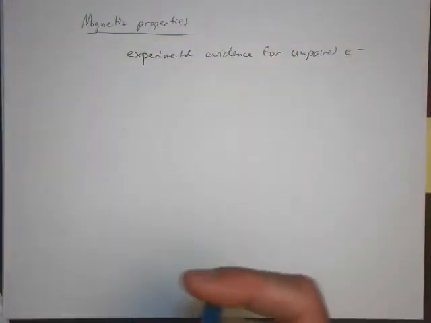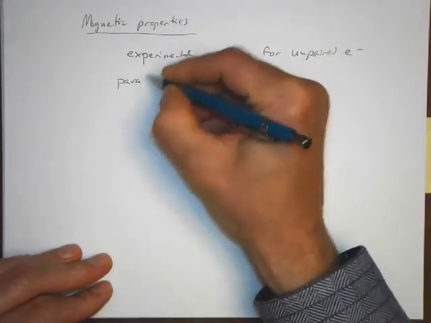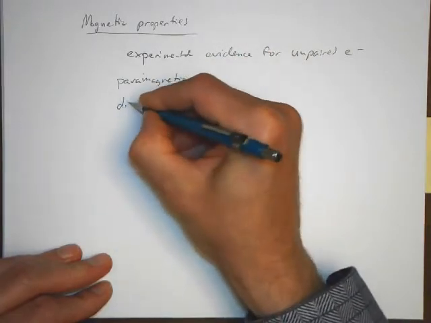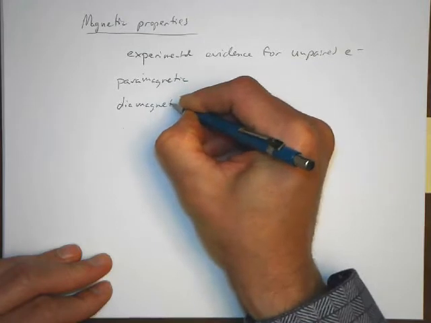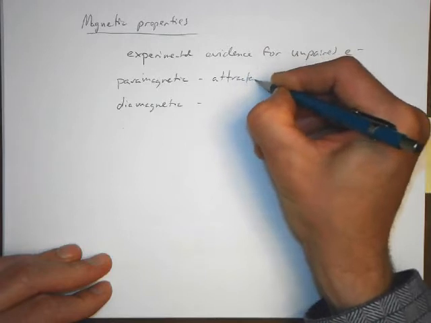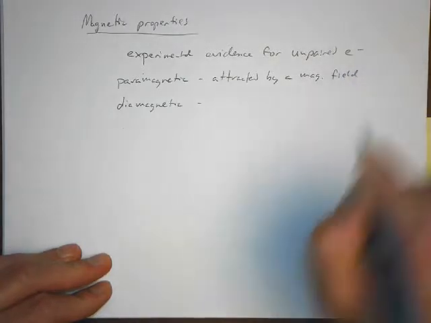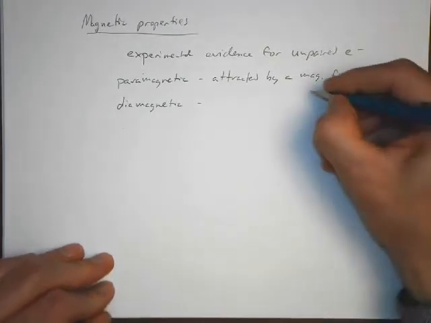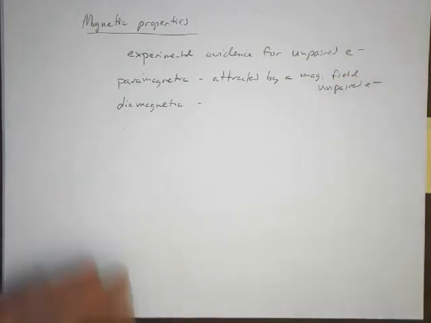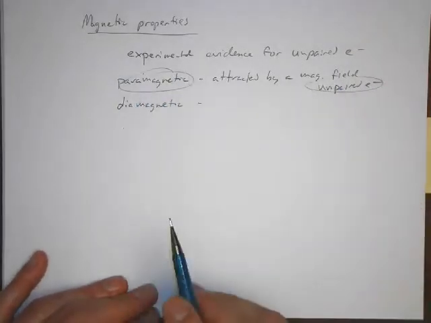Okay, and there are essentially two types of materials: paramagnetic materials and diamagnetic materials. Paramagnetic materials are attracted by a magnetic field. What this means is that there are unpaired electrons in the material. So if something is paramagnetic, that means we have unpaired electrons.